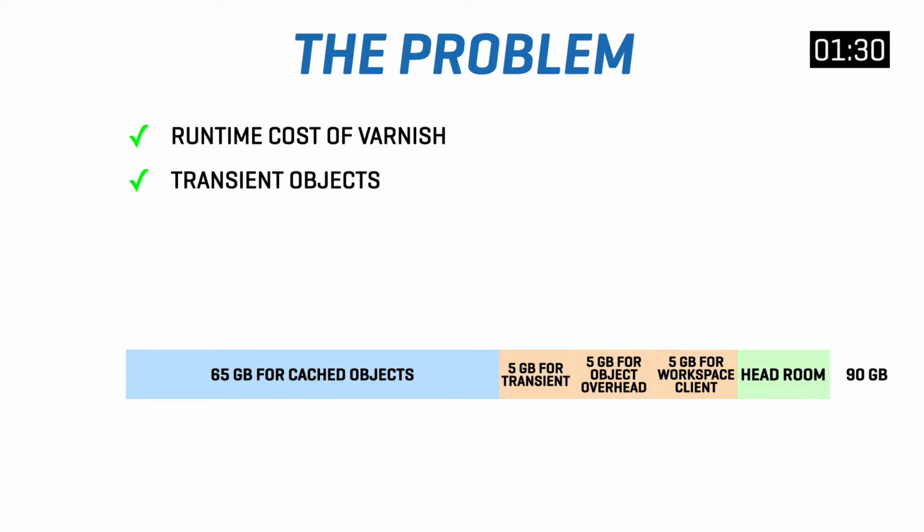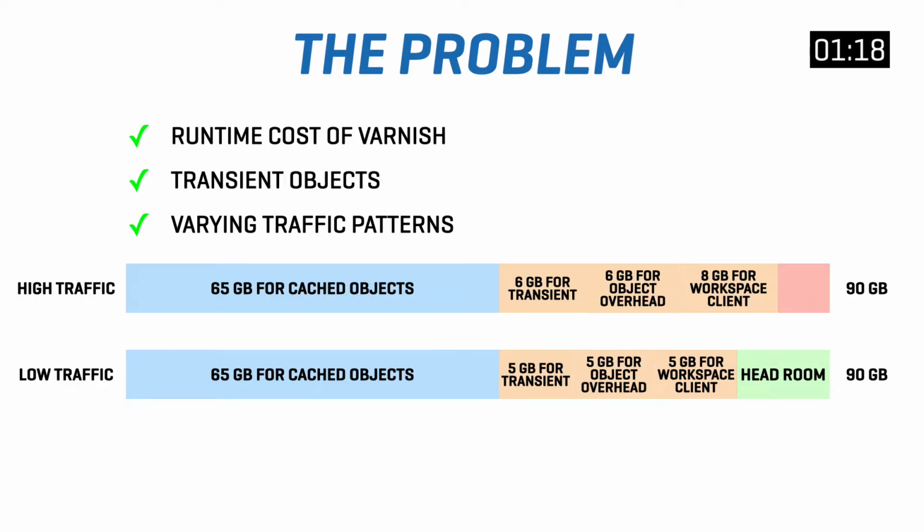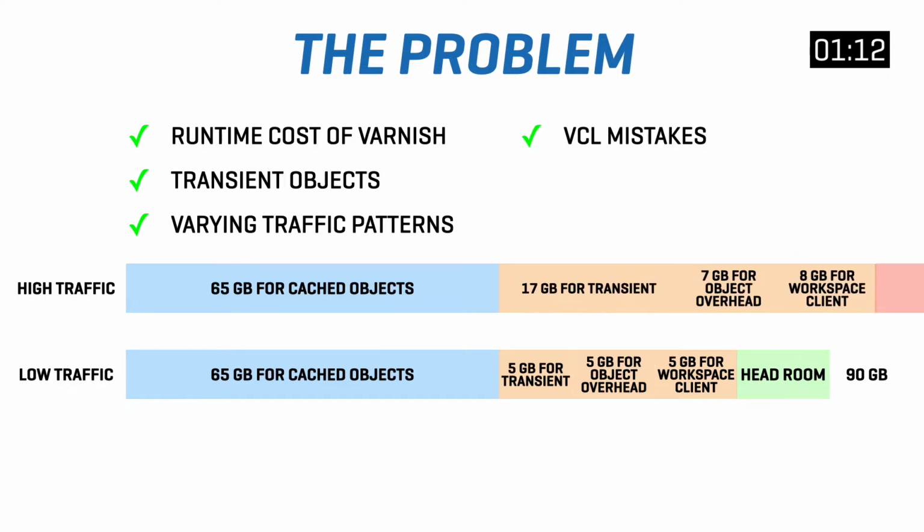But objects that are very short-lived or that can't be cached at all need to temporarily end up in the transient storage, which could also consume space. And that 70 gigabytes is now reduced to 65 gigabytes. And with varying traffic patterns, the transient storage, the object overhead, and the workspace client memory could increase, which eats away from your headroom. And perhaps you make a crucial VCL mistake that ensures that a large portion of objects becomes uncacheable and ends up in transient storage. Your headroom is gone, your server goes out of memory, and your system goes down.